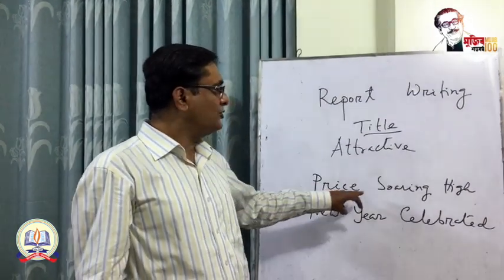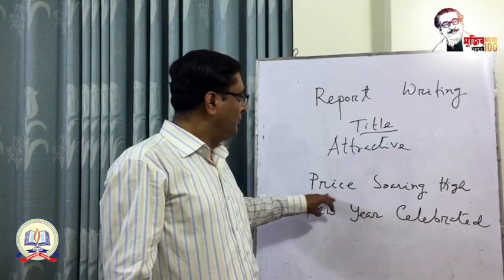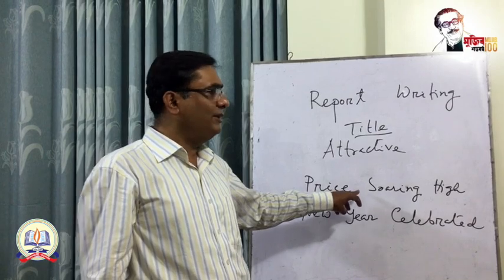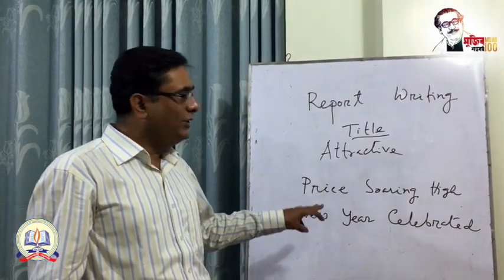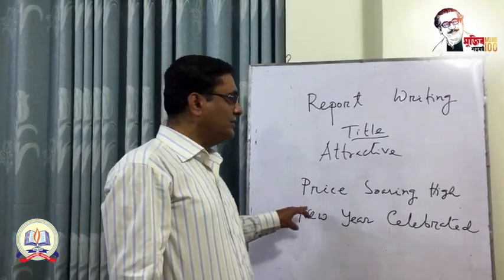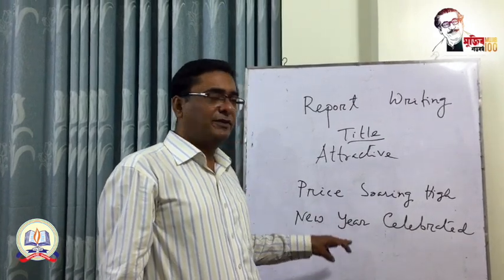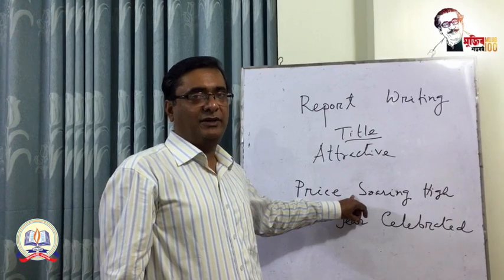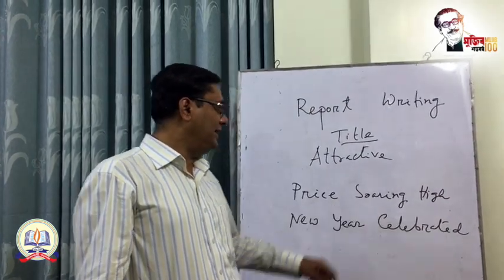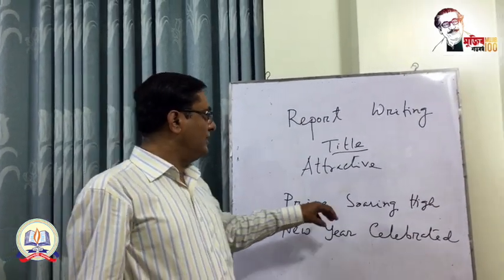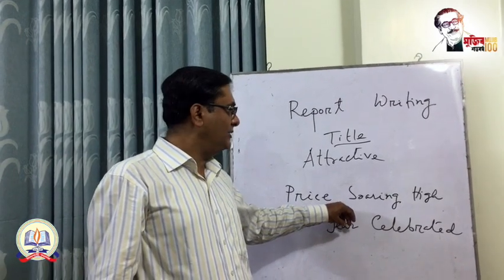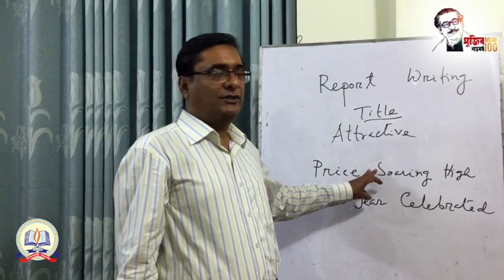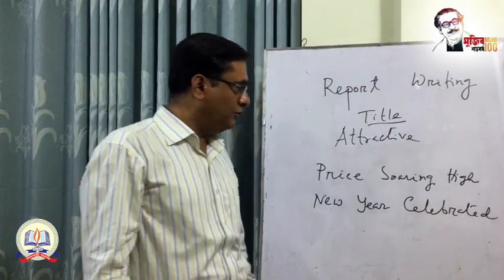Look, I have also omitted the auxiliary verb. Price is soaring high. That is the right sentence, but I have omitted is because news reporters and newspapers are allowed not to use an auxiliary verb in the title of the report. Basically, if you use the auxiliary verb in the title of any report, then it will lose its attraction. That's why you will not use any auxiliary verb in the title of the report.